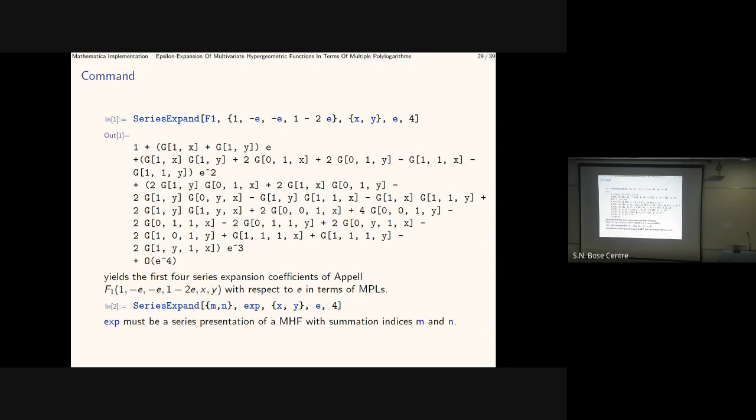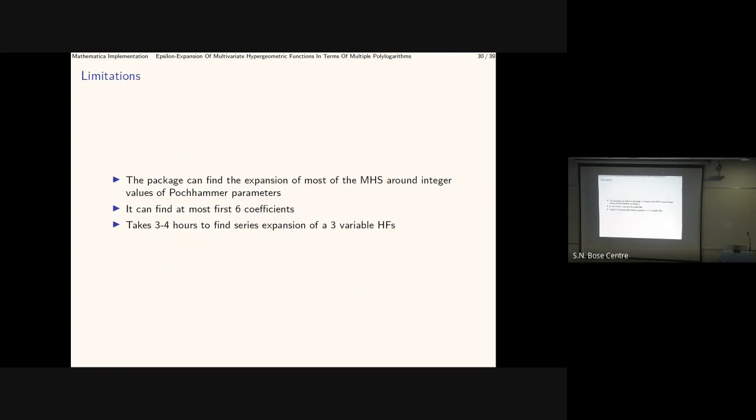So this command can also take input in a slightly different way, when you have to explicitly give the series definition of Appell F1, which also means you have to define the summation indices m and n here. This input will also give the same output as above, but this is done because we also need to expand some of the capital F functions. The package is now on arXiv and under review, and it has some limitations.